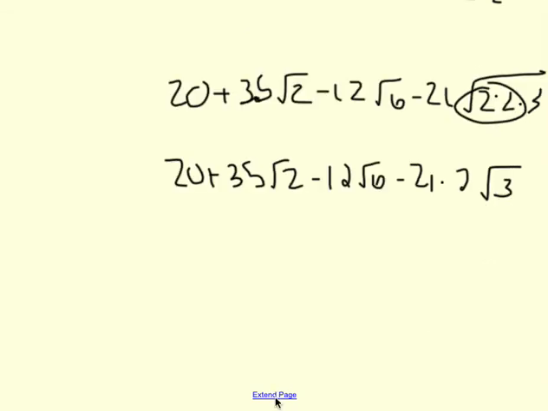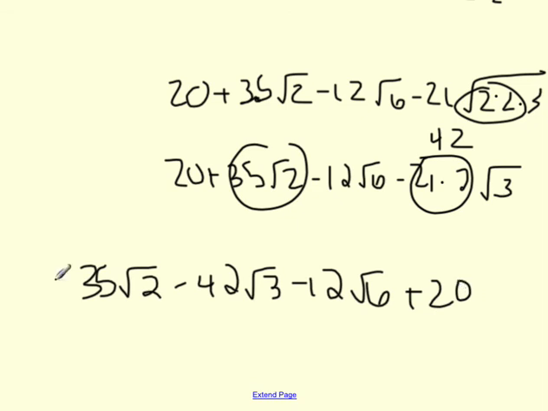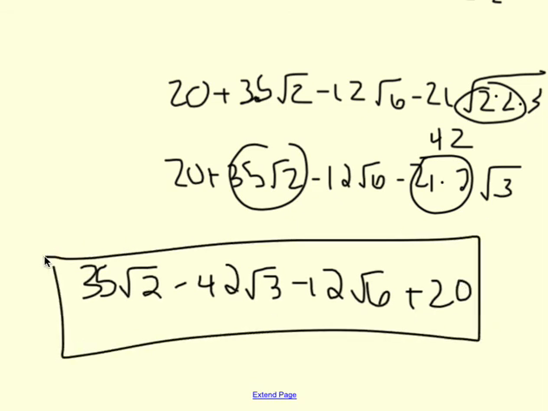So then I'm going to go ahead and multiply these two out, and I know that's going to give me 42. So now I want to put it in ascending order. So my smallest radical is that. So I'm going to do 35 square root of 2 minus 42 square root of 3 minus 12 square root of 6, and then last but not least is that plus 20. So that right there represents your final answer for number 11.